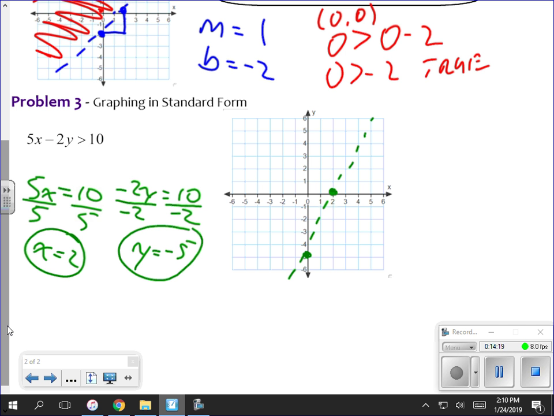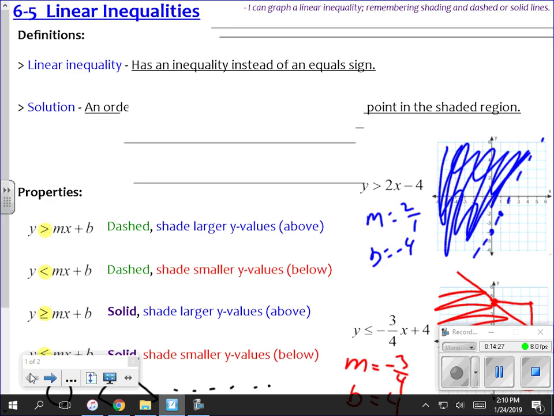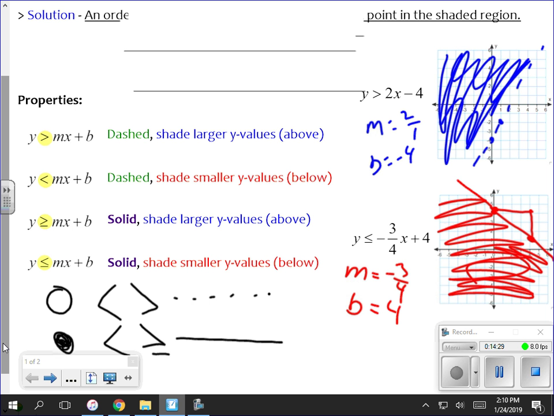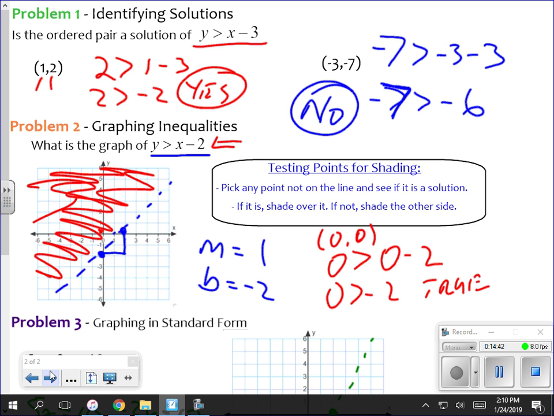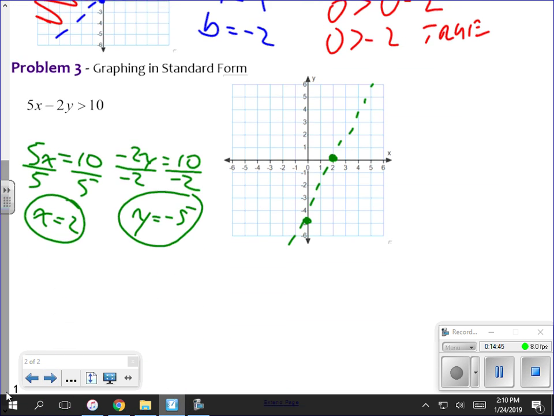I can't go by the greater than or less than sign, because I can only use this when it's y all by itself. If it's y is greater than or less than, and then you have everything else on the other side, you can use this to decide to shade above or below. If you have it in standard form like we have it here, you can't do that. Just because it has greater than doesn't mean it's going to be above. Not when I have my x's and y's on the same side. I don't know for sure.